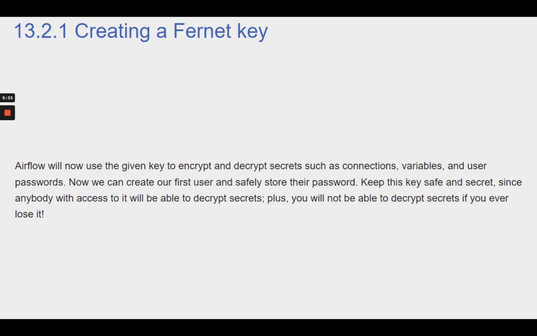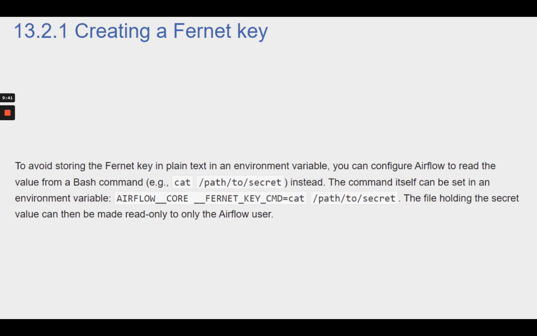Keep this key safe and secret, since anybody with access to it will be able to decrypt secrets. Plus, you will not be able to decrypt secrets if you ever lose it. To avoid storing the Fernet key in plain text in an environment variable, you can configure Airflow to read the value from a bash command. For example, cat /path/to/secret instead. The command itself can be set in an environment variable: AIRFLOW__CORE__FERNET_KEY_CMD equals cat /path/to/secret. The file holding the secret value can then be made read-only to only the Airflow user.